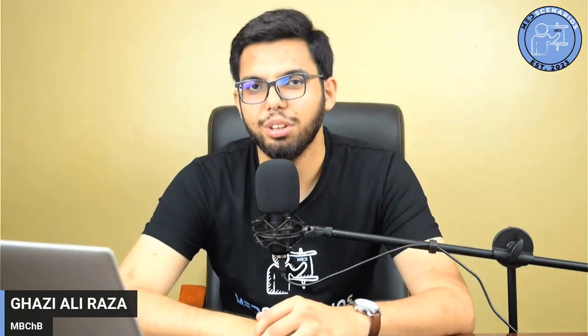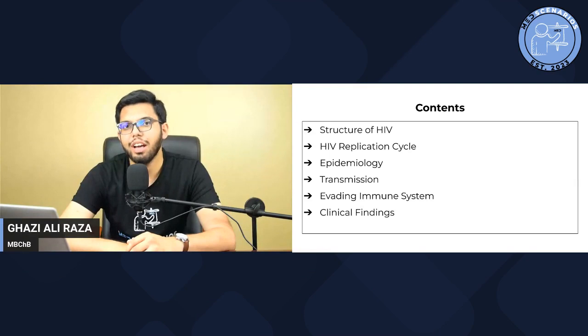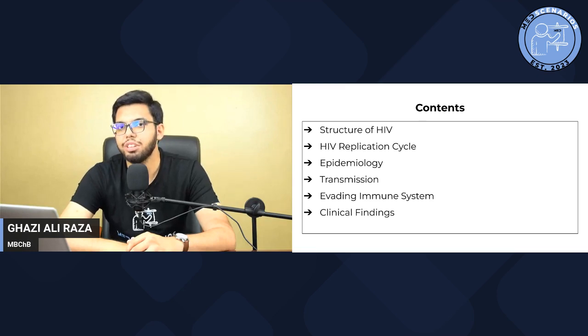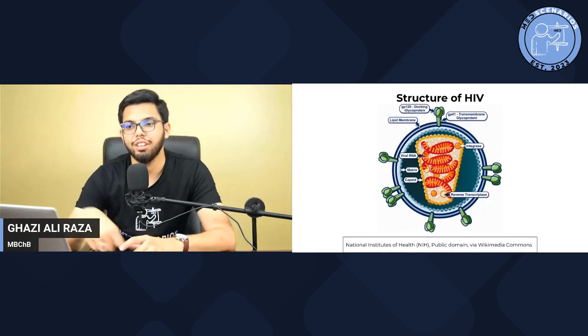HIV infection can cause a variety of opportunistic infections and cancers. Today, we will be discussing HIV virology and pathology. So, in our discussion, we will have structure of HIV, HIV replication cycle, epidemiology, transmission, evading the immune system, and clinical findings. Starting with the structure of HIV.